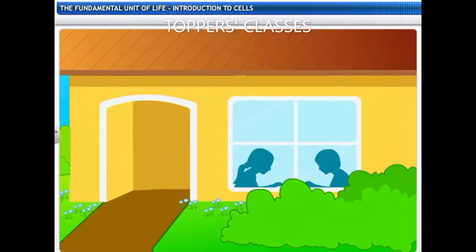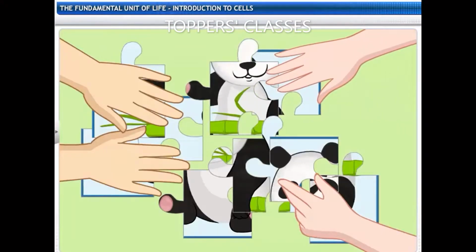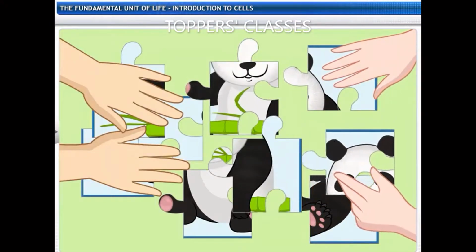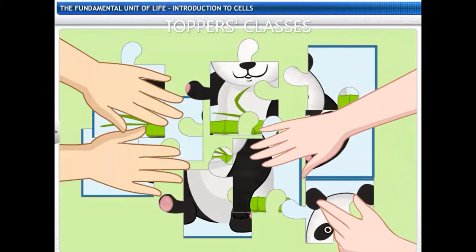It's Sunday, and the children have taken out their new puzzle. Let's watch them solve the puzzle. It looks like some animal. Picture puzzles are interesting.